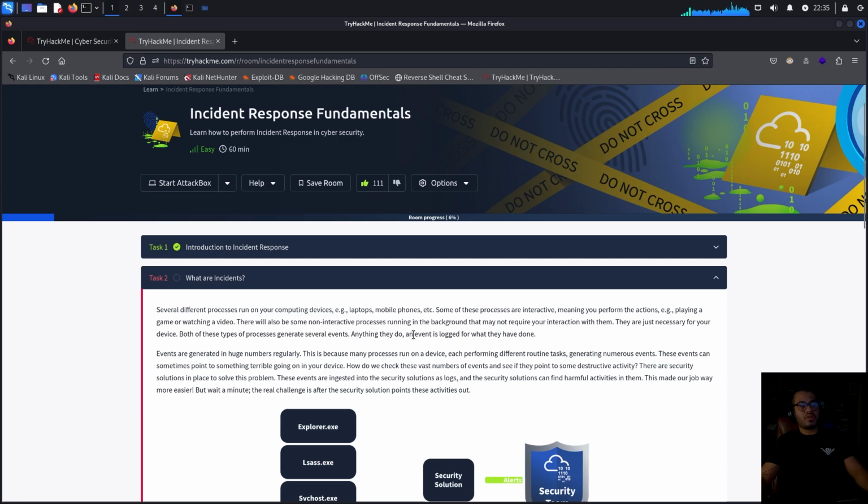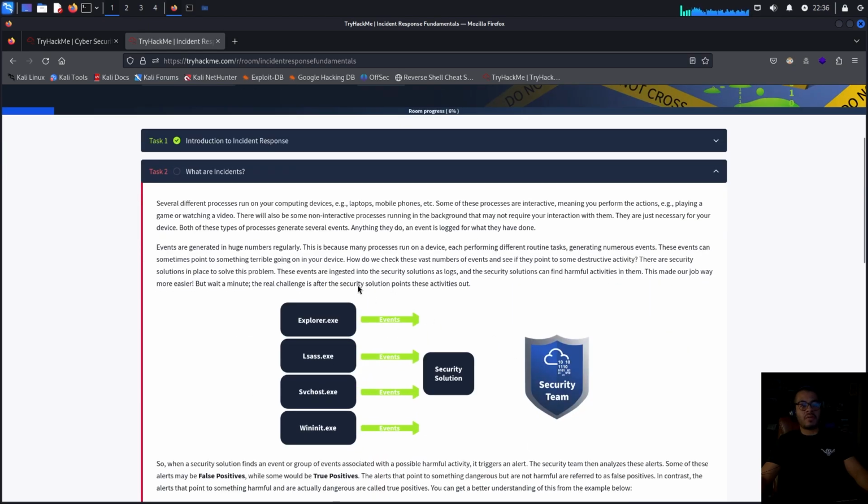Several different processes run on your computing devices, laptops, mobile phones, etc. Some of these processes are interactive, meaning you perform the actions, like playing a game or watching a video. There will also be some non-interactive processes running in the background that may not require your interaction with them. They are just necessary for your device. Both of these types of processes generate several events. Anything they do, an event is logged for what they have done. Events are generated in huge numbers regularly. This is because many processes run on a device, each performing different routine tasks, generating numerous events.